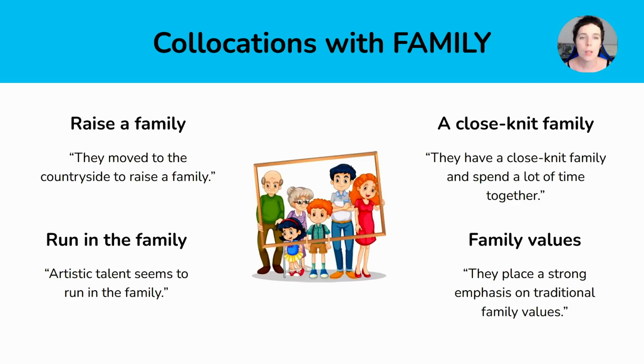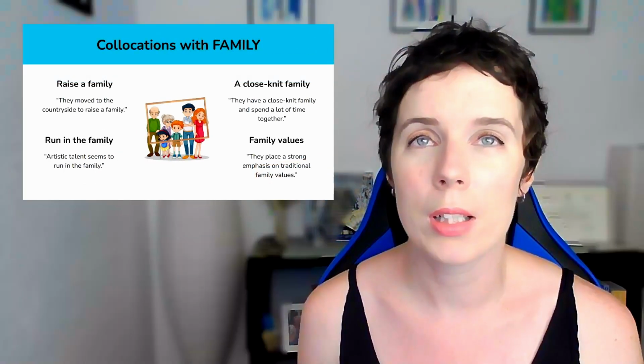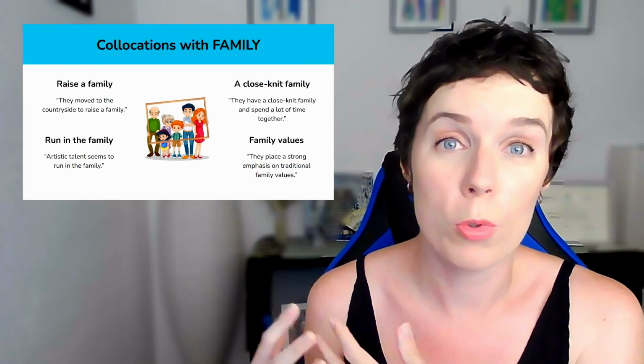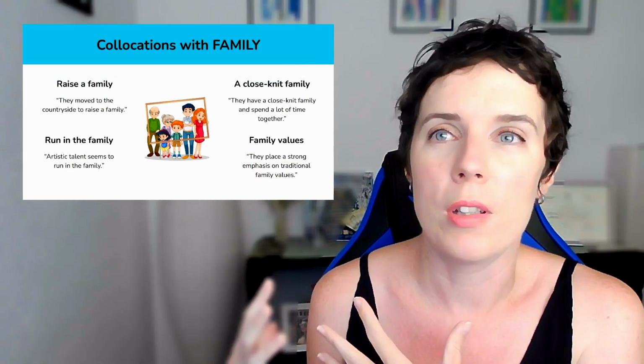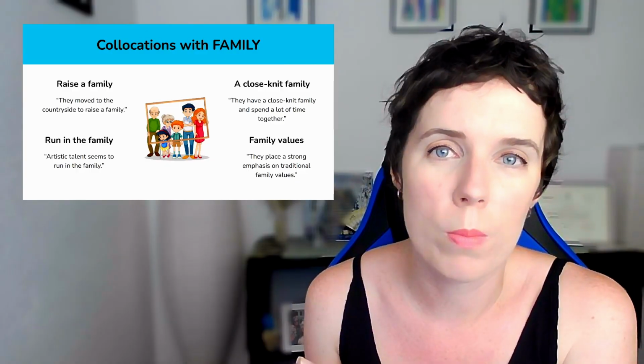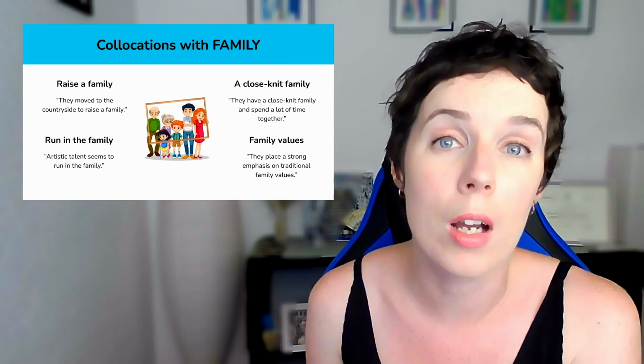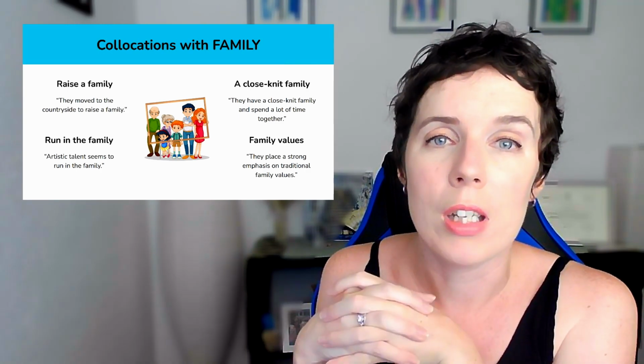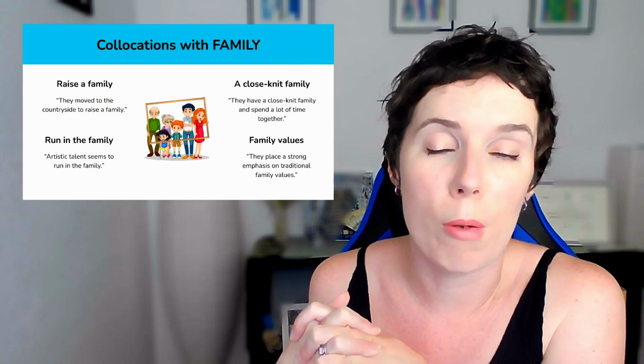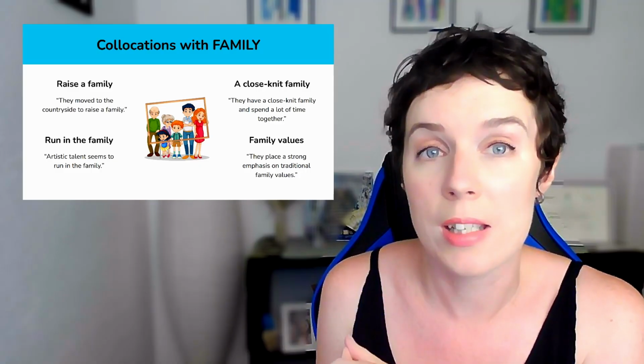Our next one is a close-knit family. This is a very common collocation here. So if I said they have a close-knit family and spend a lot of time together, this is like saying the same as you have a close family, but you have strong bonds with people in your family, you get on well with each other, you spend a lot of time together. So you're very, very close to your family members, but we would say close-knit.